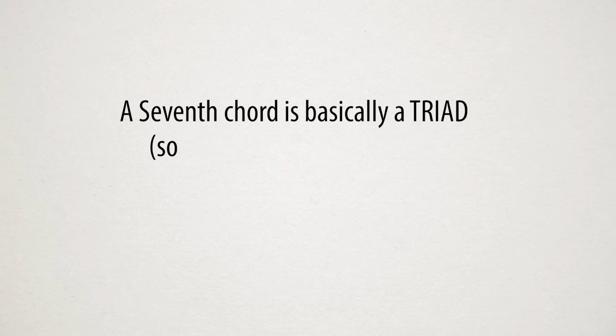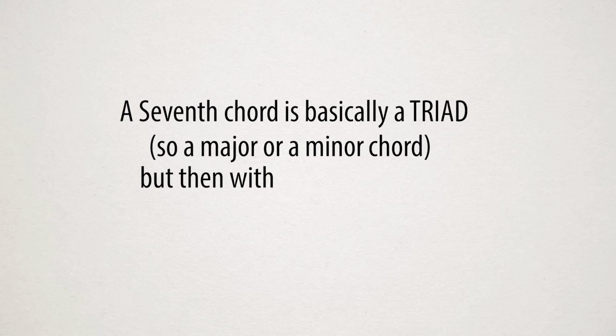A 7th chord is basically a triad, so a major or a minor chord, but then with one added note. The 7th, counted from the root up, so in C: C, D, E, F, G, A, B. So where major and minor chords are built with 3 different notes, 7 chords are built with 4 different notes. The first half of this video is going to be pretty theoretical, but the second half is going to be much easier because I'm going to visualize everything on the guitar. But first I'm going to explain it and then I'm going to show you.